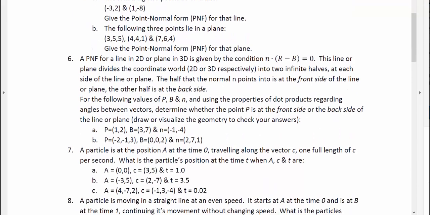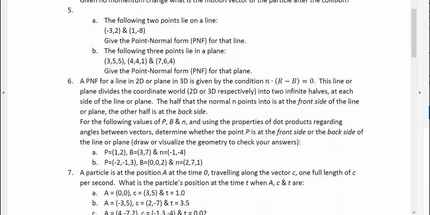Number 5. The following 2 points lie on a line. Give the point normal form for that line. Okay, minus 3, 2, and 1, minus 8.